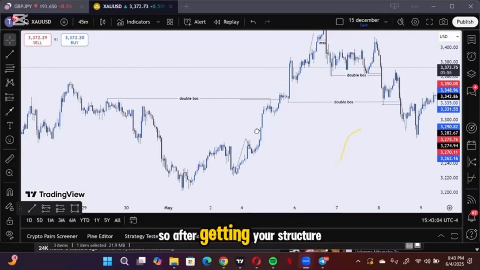So after getting your structure part of the strategy, the next thing we look out for is the liquidity part of the strategy. There are different types of liquidity in the market, but the liquidity that we look for immediately after we see our market structure shift or our double breakout structure, the liquidity that we pay attention to, is our inducement liquidity.